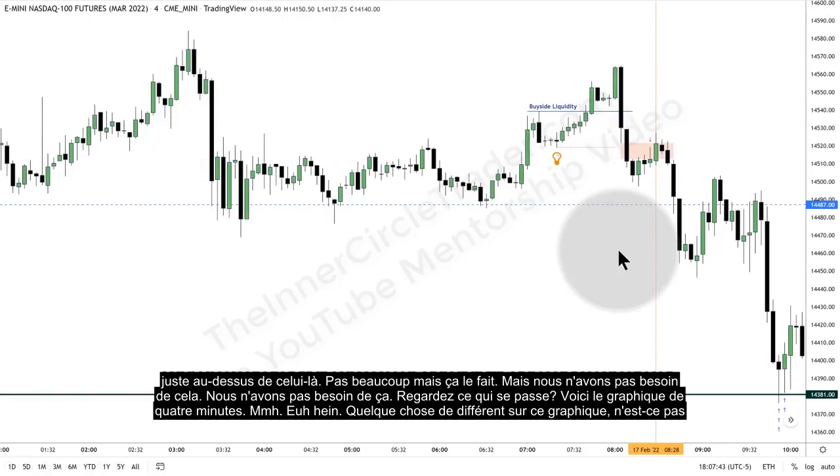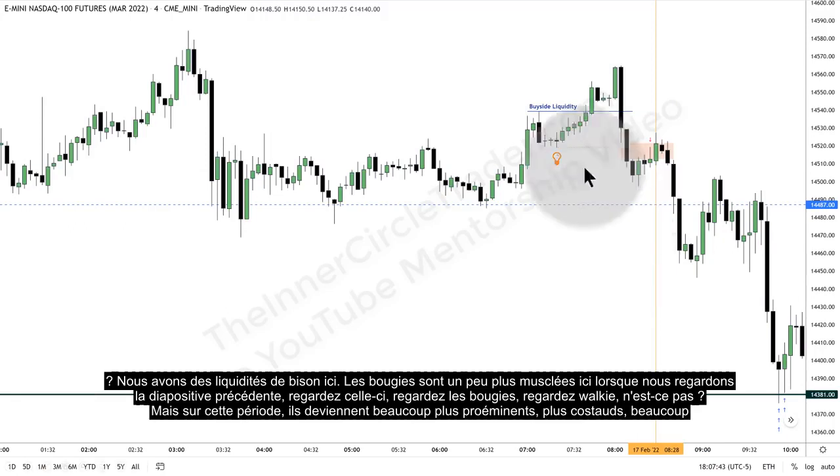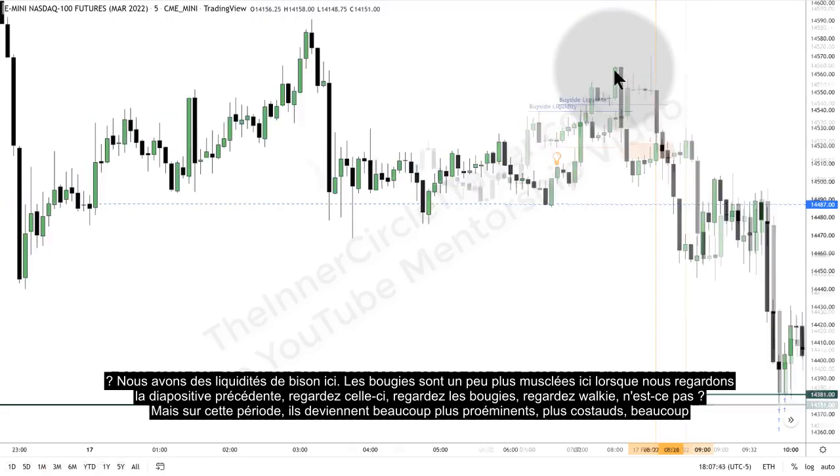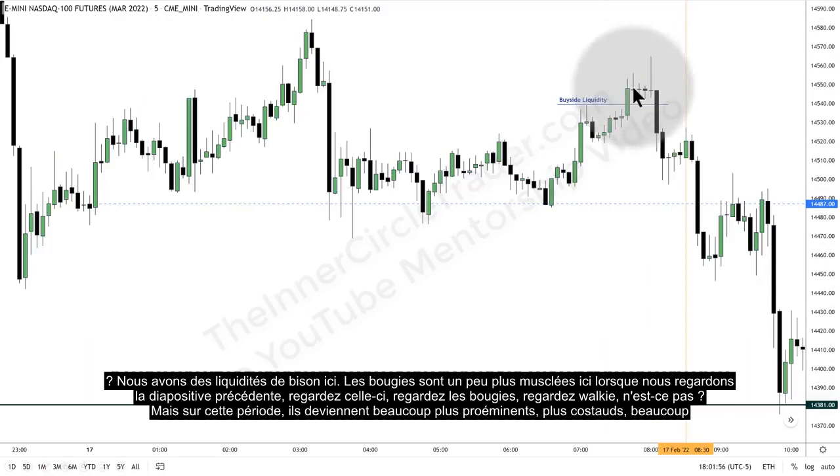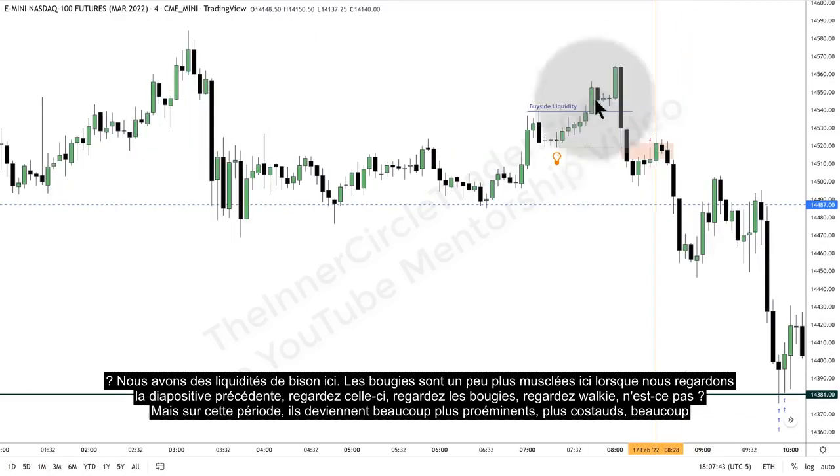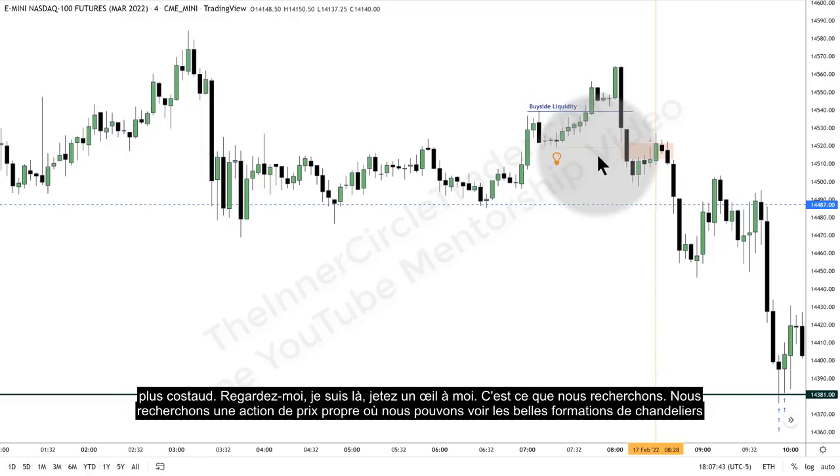Here's the 4-minute chart. Uh-oh. Something different on this chart, isn't it? We have buy side liquidity here. The candles are a little bit more beefier. When we were looking at the previous slide, look at this one. Look at the candles. They look wonky, don't they? But on this time frame, they become much more prominent, more beefy, much more stout. Like, look at me, I'm here. Take a look at me. That's what we're looking for.